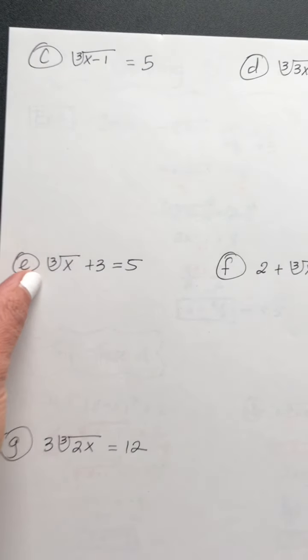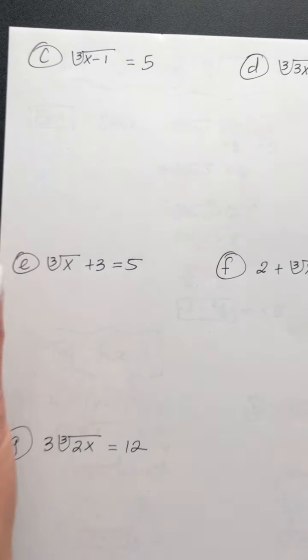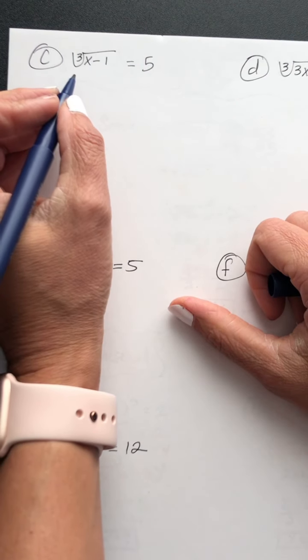So letter C is next. All right, so I don't want to use yellow. We have the cube root of x minus 1 equals 5. You're going to be asked to try this one out on your own on Edpuzzle also. Okay, and so let's see.